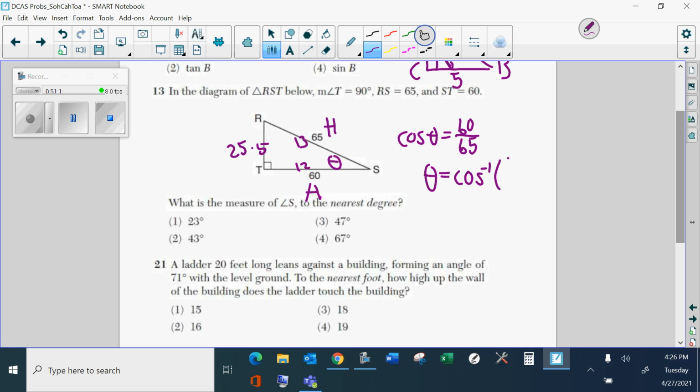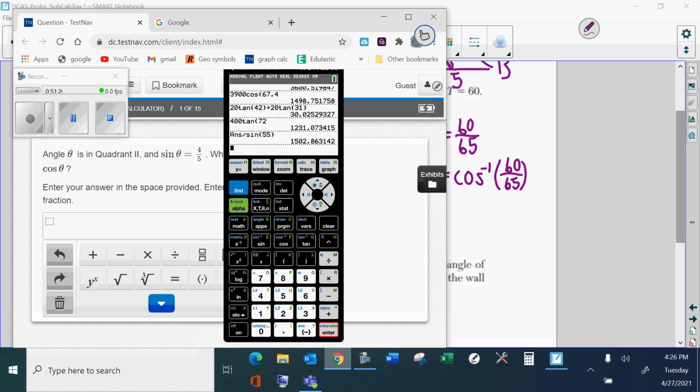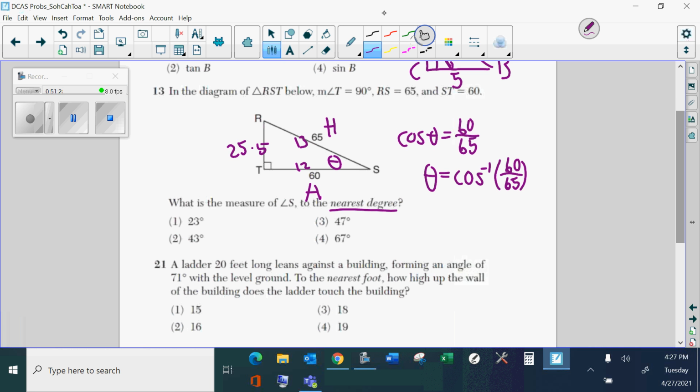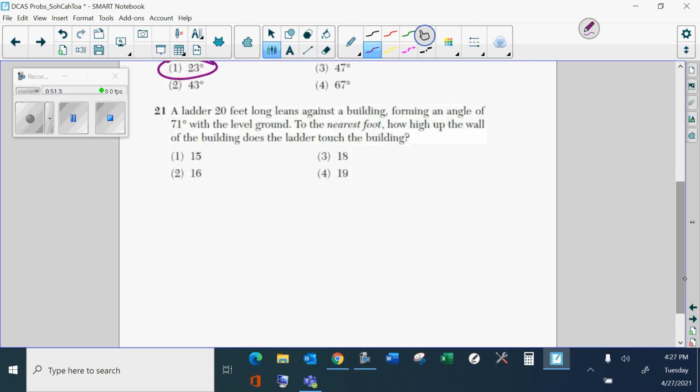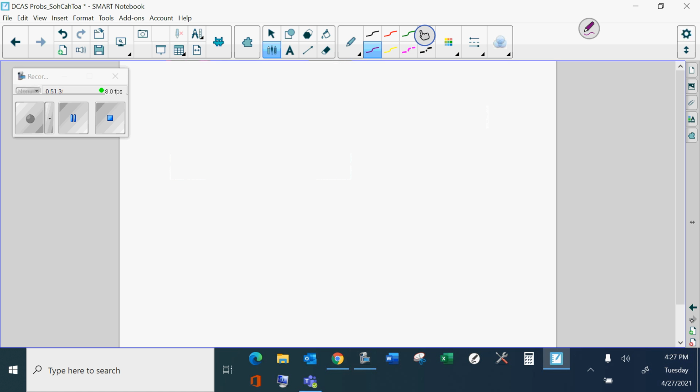Inverse cosine of 60 over 65. And just put it in the calculator. Nearest degree, that's a whole number. Inverse cosine of 60 divided by 65. 23 degrees is going to be the answer. Right there. Nice and easy. Okay, this is like our first one with our ladder leaned against the building. You just draw it instead of it having been drawn for you.